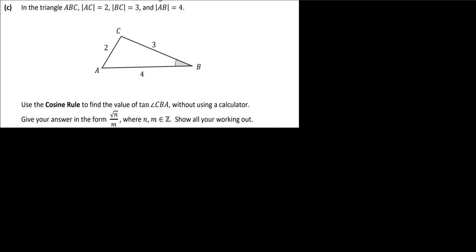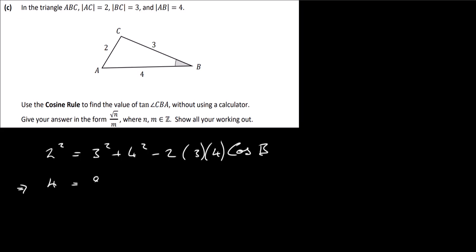Okay, so let's do the cosine rule. So we're looking at this angle here. So we've got to start opposite that at 2. So you're going to say 2 squared is equal to 3 squared plus 4 squared minus twice 3 times 4, and then the cosine of the angle opposite this side, which is, let's say, B here. So let's work all this out. We're not allowed to use a calculator here. So this is 4 is equal to 9 plus 16 minus 3 4s are 12, 2 12s, 24 cos B.